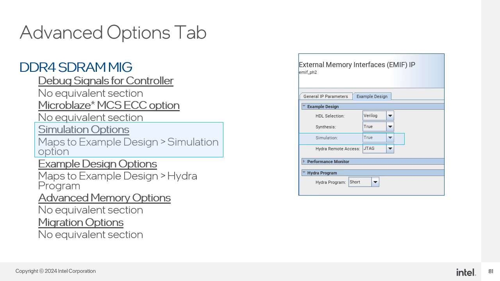The example design options in DDR4 SDRAM MIG allows users to specify the traffic pattern to be used for simulation. In the Agilex 5 FPGA IP, this corresponds to the traffic duration to be used by the Hydra test engine program. This setting applies to both the synthesizable example design and simulation example design. For simulation purposes, it is recommended to select short, as this takes shorter time for the simulation to complete. For actual hardware testing, you may want to use medium/long.